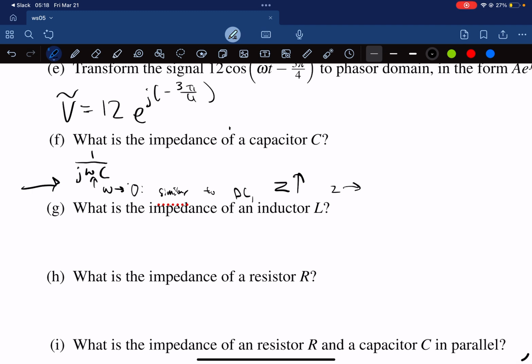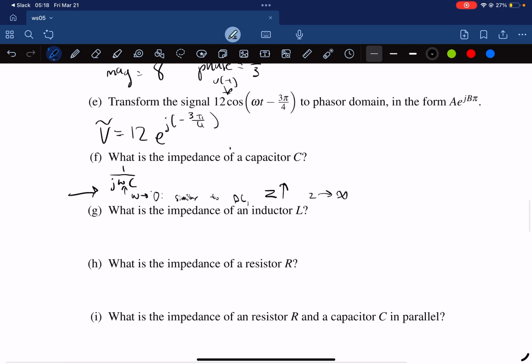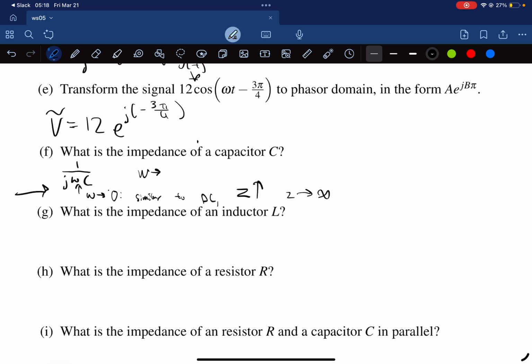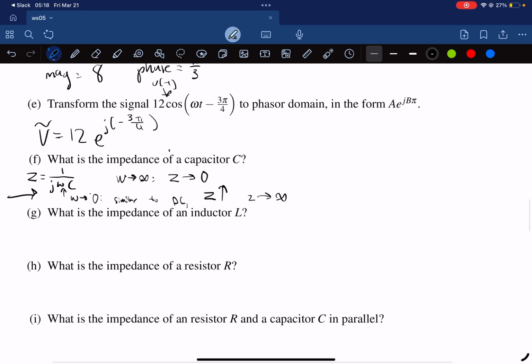So Z approaches infinity, right? And the same is true if omega approaches infinity. We're going to notice that this term becomes very small. I'll just write Z equals 0, meaning that Z is going to reach 0. Because if we think about a really fast changing sinusoid, the capacitor is not going to really have much effect.